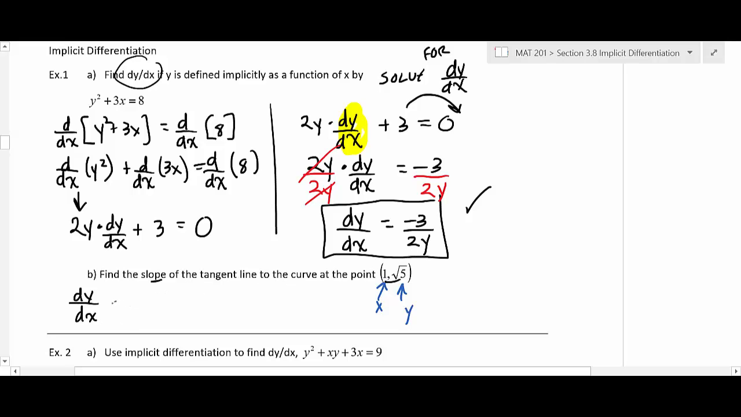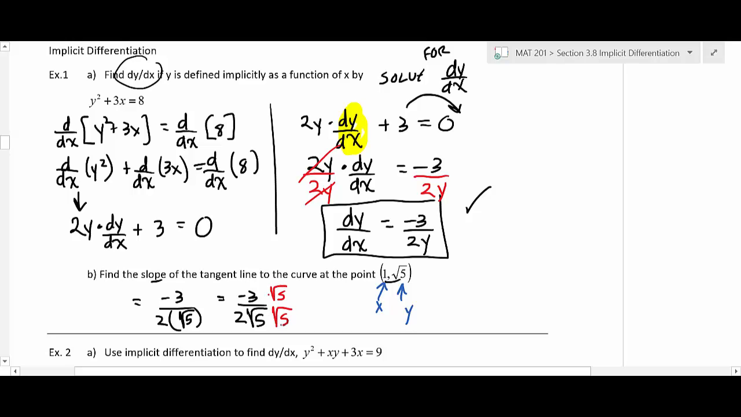So that's going to be negative 3 over 2. Okay, y is square root of 5. That's it. You don't plug in for x because the derivative is independent of x. So for your answer you would have negative 3 over 2 root 5. You probably can rationalize the denominator if you want to, but you don't necessarily have to.